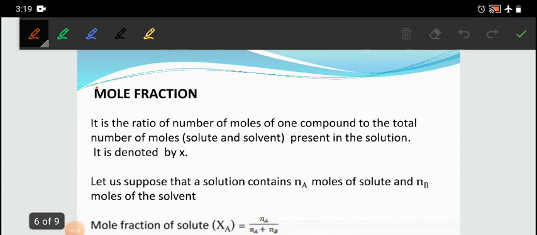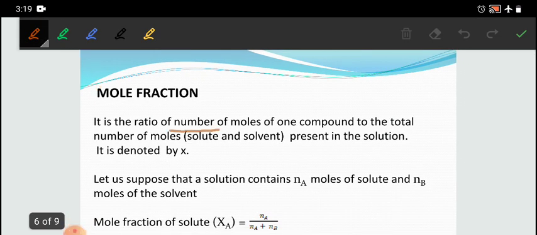Mole fraction is what? Mole fraction is the ratio of the number of moles of one component divided by the total number of moles. That means solute plus solvent. It means if I want to calculate the mole fraction of solute, I have to divide moles of solute by the total moles of the solution.